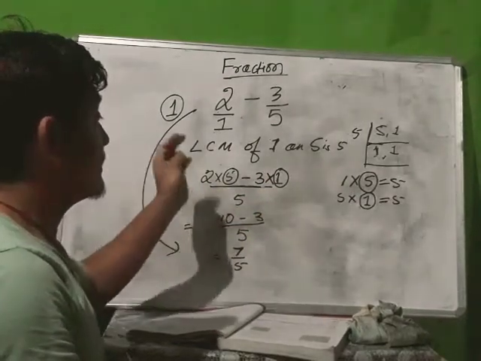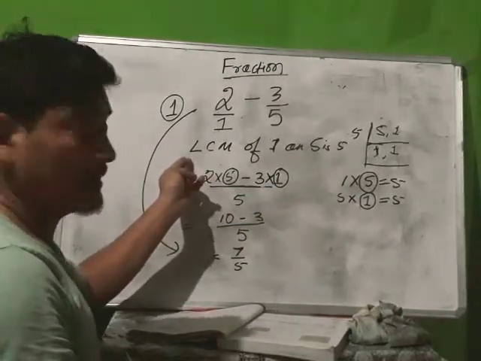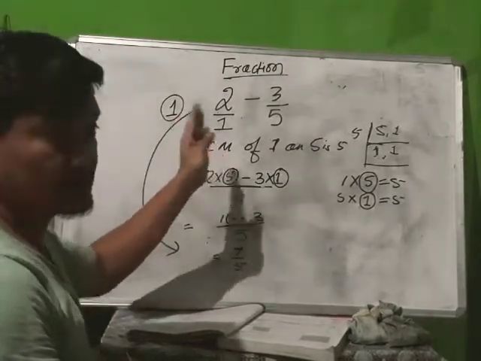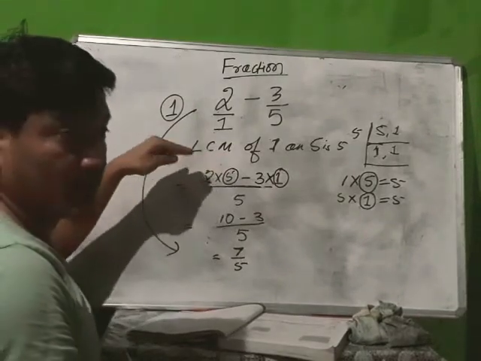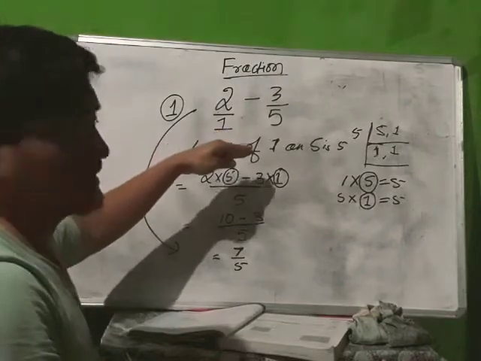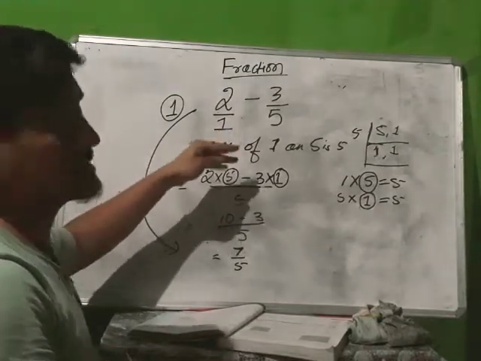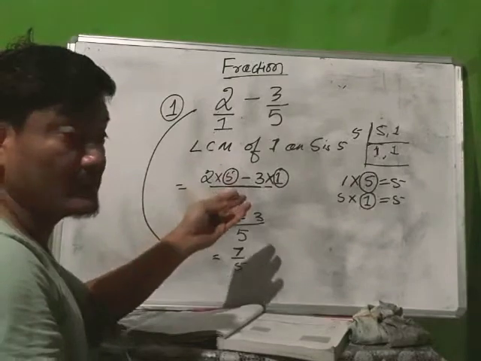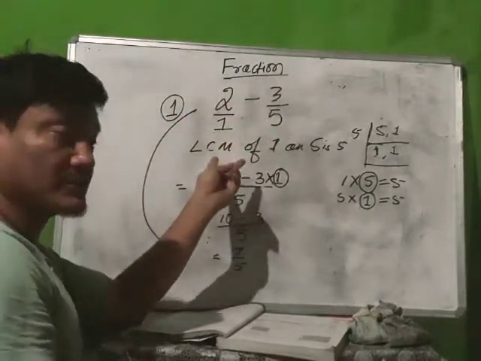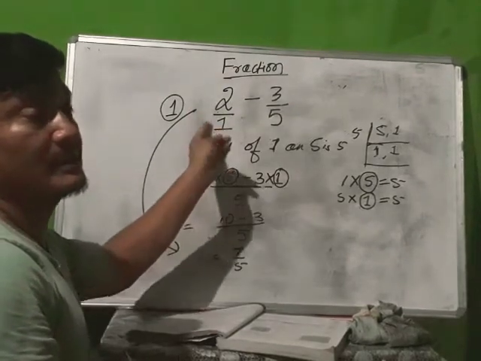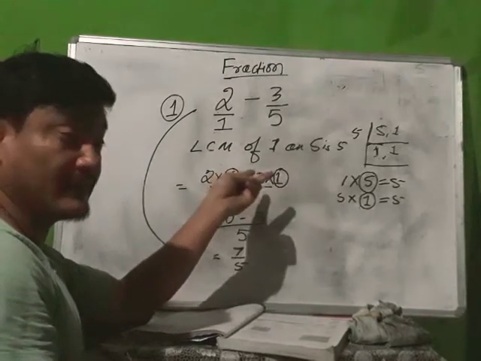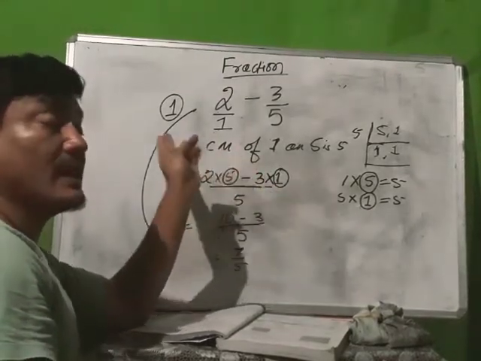Some more questions are given here. To subtract the given two fractions, you need to get the LCM of 1 and 5. So why is this LCM needed? Why do you need to find the LCM of 1 and 5? It is because if you are subtracting or adding fractions and the denominators are different, then only you need to find the LCM of the given two denominators.